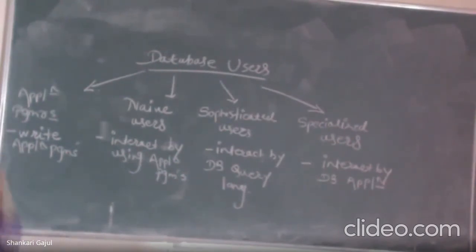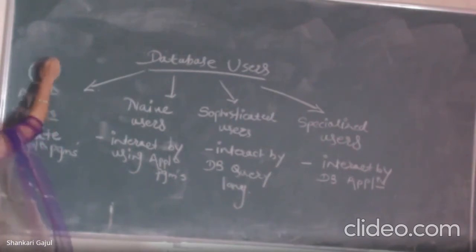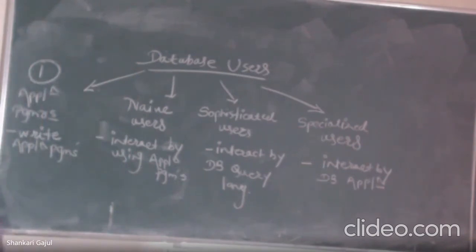The next is database users. Okay. So in a database management system, different types of users are there. Different types of programmers, or we can say administrators, are there. So what are those different types of users? These users are divided into 4 types according to their responsibility. So what are those? The first database user is the application user.